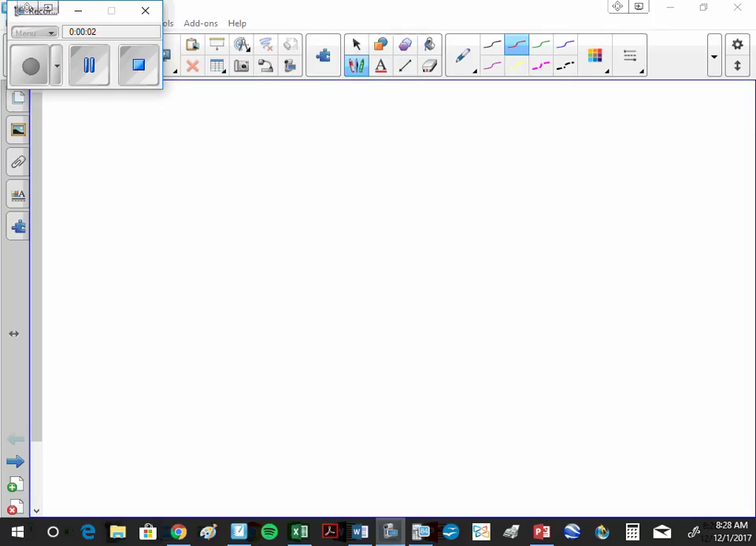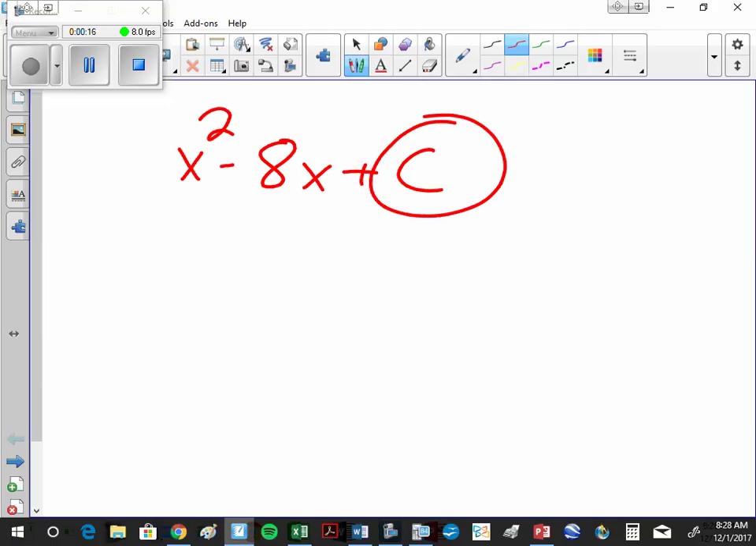We are going to do 4.4, and we are completing the square. I'm going to go through all of the different steps, and there's really just one more thing you need to learn that you don't already know. If I had x squared minus 8x plus c, what number goes there to complete the square? 16. And how do you get 16?